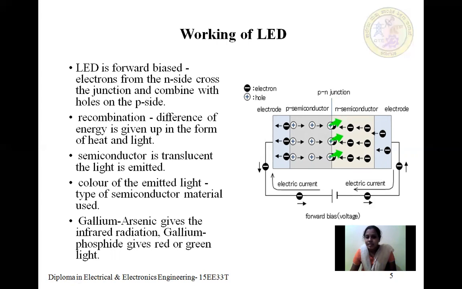The color of this emitted light depends on the type of semiconductor material we use. Gallium arsenide gives infrared radiation and gallium phosphide gives red or green color light here. This is the working of the LED.